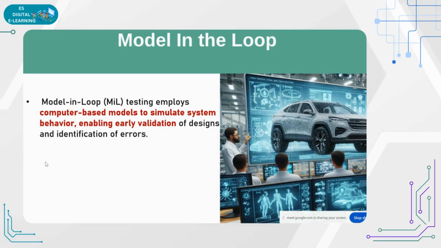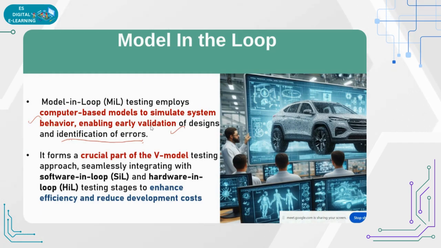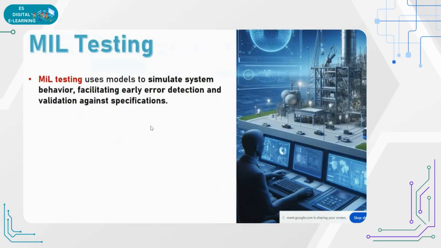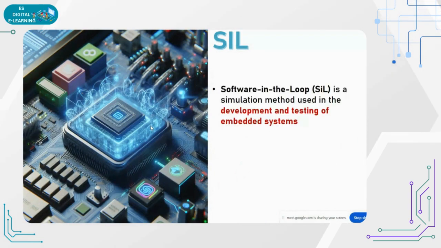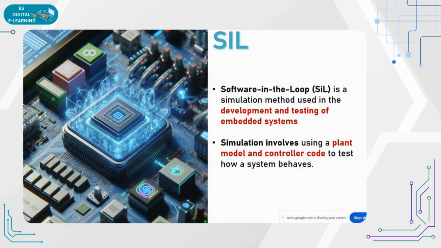So it is a computer-based model to simulate the behavior, and we are checking whether the design we are making is correct or not. If we are able to identify the errors earlier, that will be a part of model in loop. So in the V model, before SIL, software in loop, and hardware in loop, we do the model testing. This is the first phase, the same as what we do in the early stages of validation. Next, coming to SIL, software in loop, it is the development and testing of the embedded software.